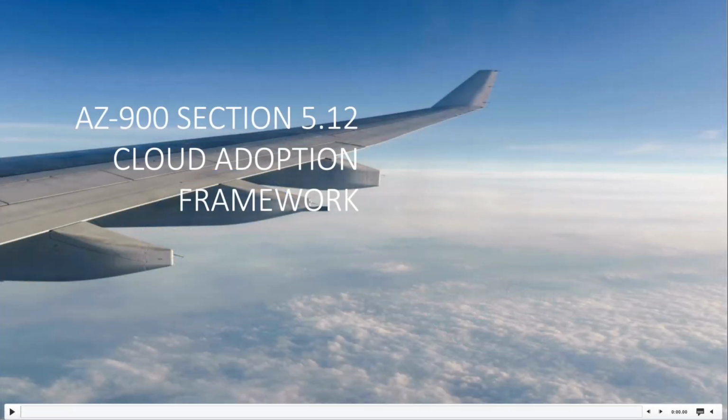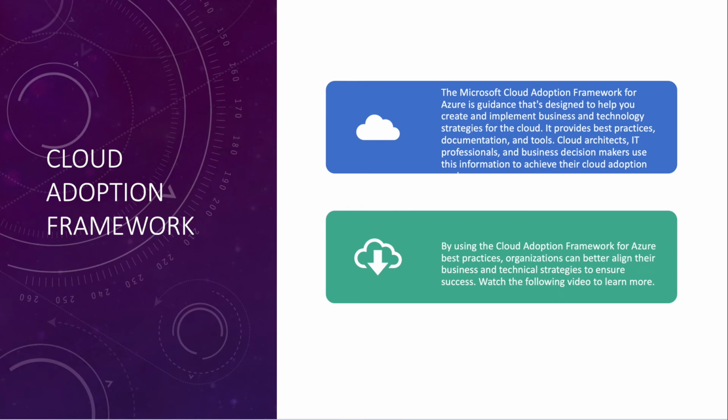5.2, and we're going to be talking about the Cloud Adoption Framework. The Cloud Adoption Framework is basically guidance designed to help you get started in the cloud. It's all of the best practices you would want to know about how to create, implement, and manage technology strategies for the cloud. Every organization has some kind of adoption framework to help ease the path of transition, and Azure is no different. They have their own specific best practices where organizations can better align their business and technical strategies to ensure that their cloud deployment is successful.